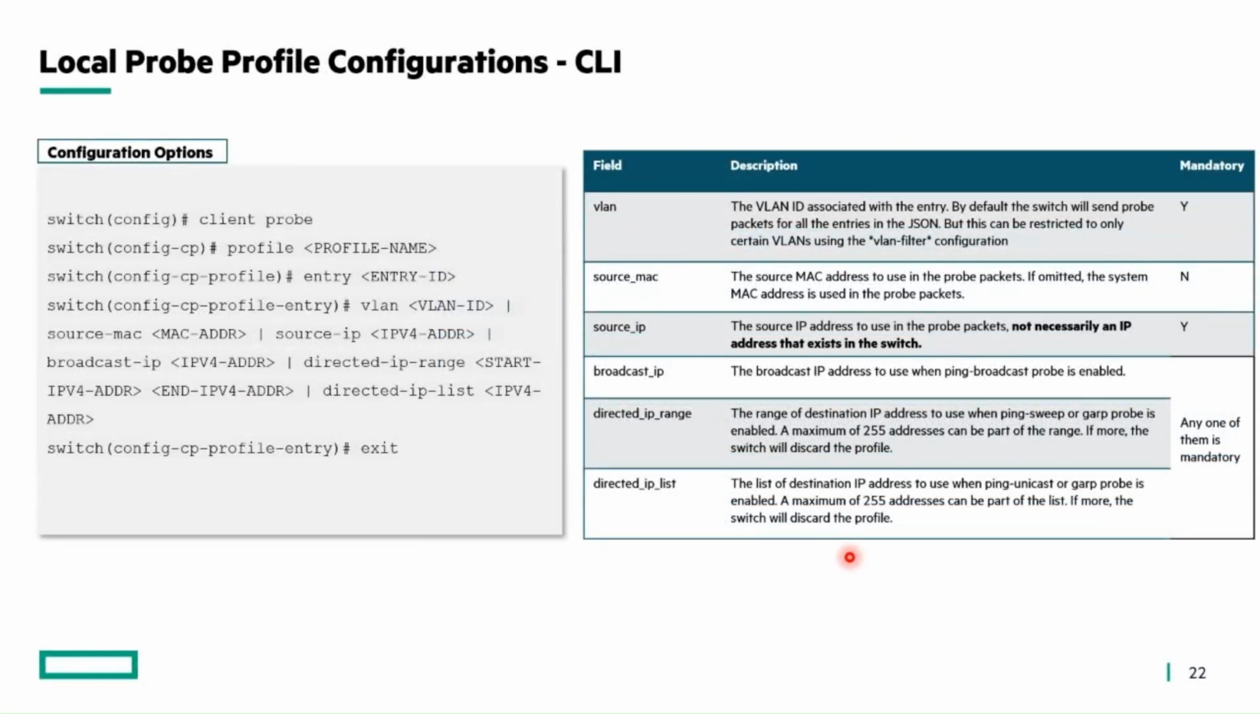Similar to the remote probe profile, we do have this local probe profile configuration where you can configure the probe parameters for the profile from the CLI itself. It is the context here, client probe, and then the profile name, and you have to create an entry for each VLAN. Similarly, we do have those VLAN, source MAC, source IP, broadcast IP, directed IP range, and directed IP list configurations available. Hence, I'm not explaining those attributes individually. It is the same set of attributes as the remote probe profile.